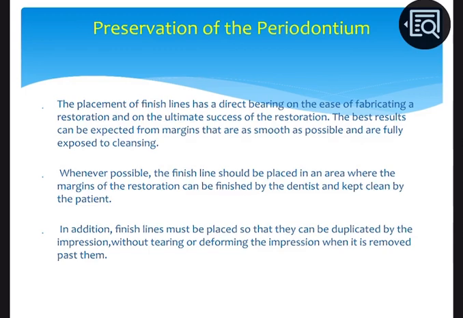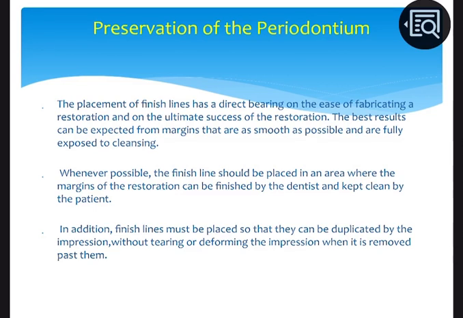According to the location, there are three types of finish line. Supragingival finish line means we make the finish line above the gingival margin. Second is equigingival, which means we make the finish line at the level of the gingival margin. And third is the subgingival finish line, which means we make the finish line below the level of the marginal gingiva.